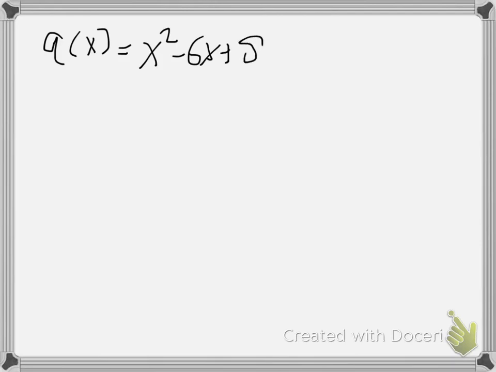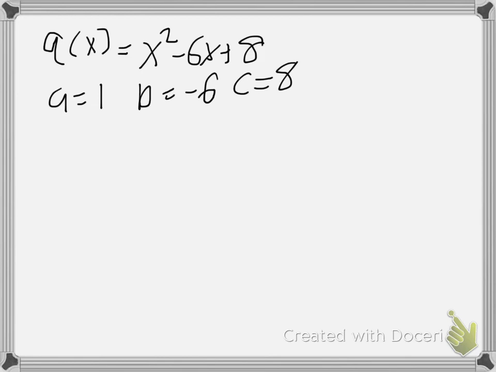So we have q of x is equal to x squared minus 6x plus 8. Well, a equals 1, b equals negative 6, and c equals 8. All right? So this is in standard form. So how can I find the vertex? Well, remember, the axis of symmetry goes through the vertex. So the x value of the axis of symmetry is the x value of the vertex.